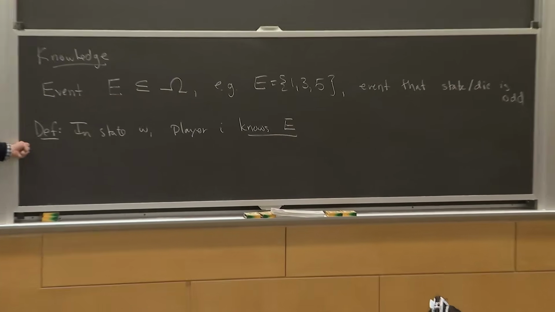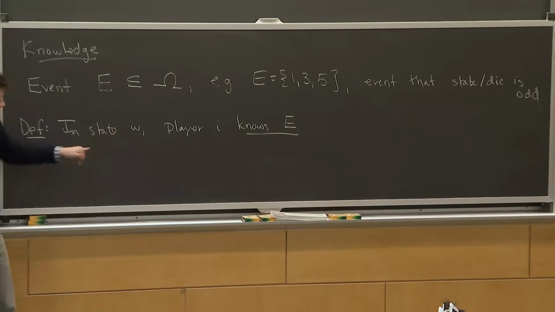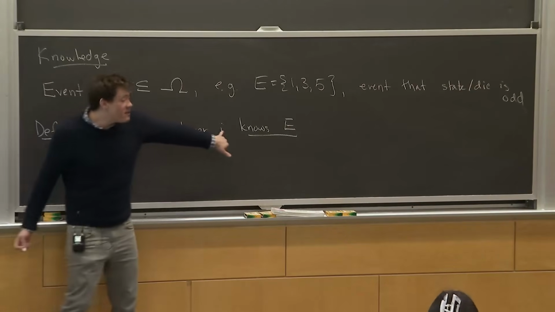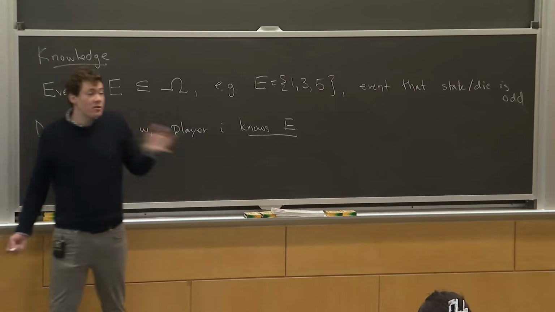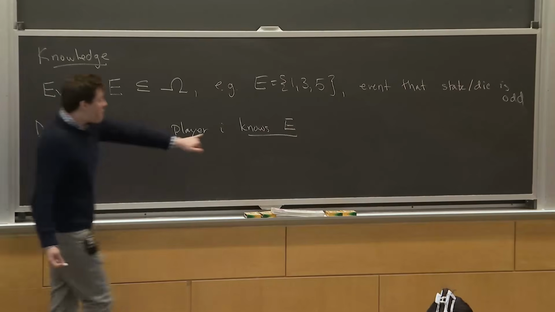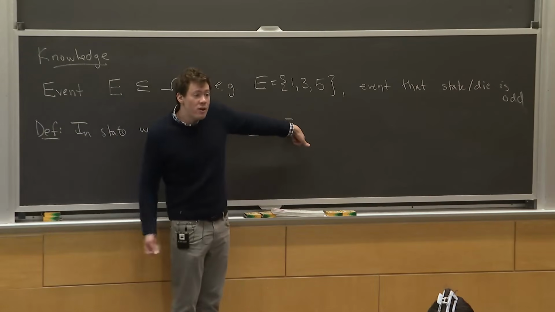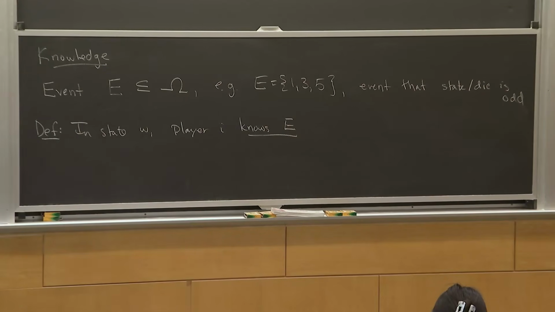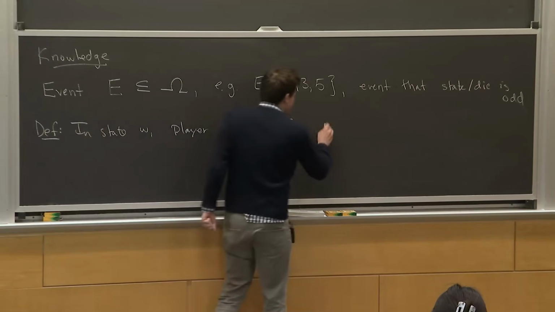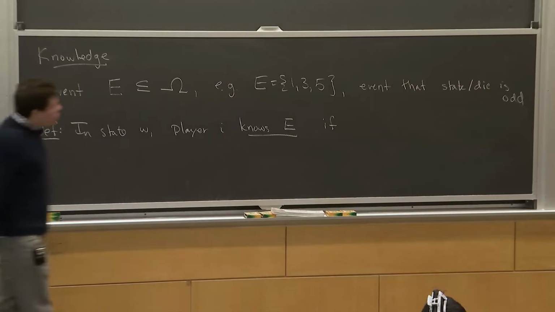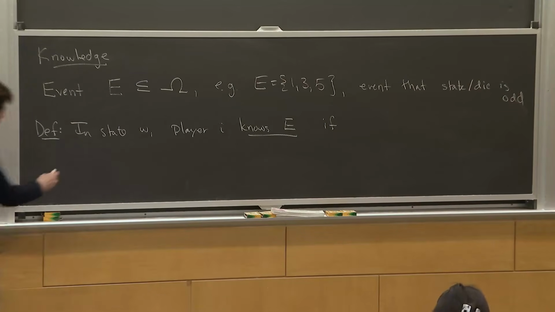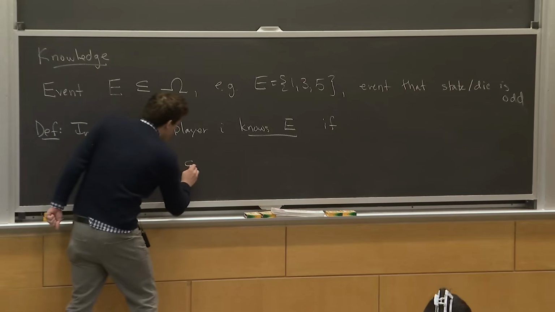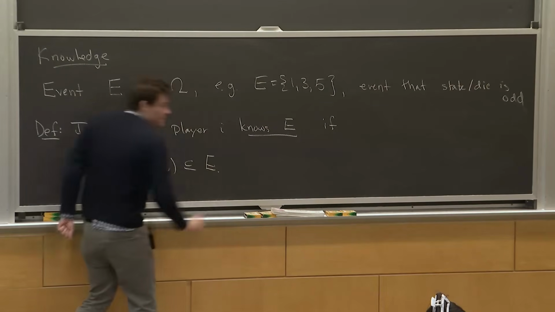So notice here that our definition depends on 2 or maybe 3 things. It depends on what the actual state is. That certainly affects knowledge. It depends on which player we're talking about, because some players know things that other players don't. And it depends on the statement or the proposition that we're actually knowing, this event E. So we say in state omega, player i knows E if, well, we're going to just write it in math and then interpret it. Ki of omega is a subset of E.